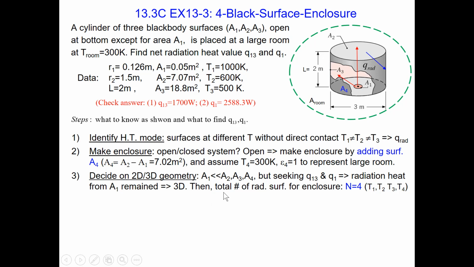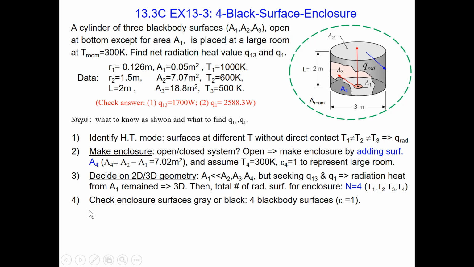Next, we count the total number of radiation surfaces for our enclosure. There are 4 surfaces, A1, A2, A3, A4, and each has its own temperature. Therefore, the total number of radiation surfaces for this enclosure is 4.